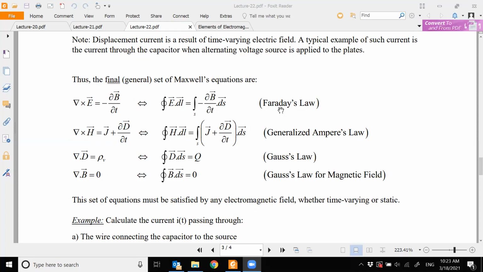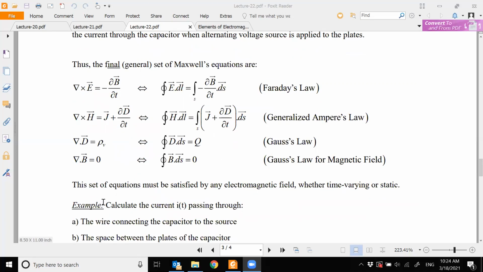So the thing is, between the two plates of the capacitor, you have the displacement current density because you have an electric field created there. Because of that, you will have electric flux density. And if this electric field and electric flux density are time varying, then you will see the displacement current. So now we have the generalized form of Maxwell's equations. And that's why all these equations are called Maxwell's equations because of this generalized form.